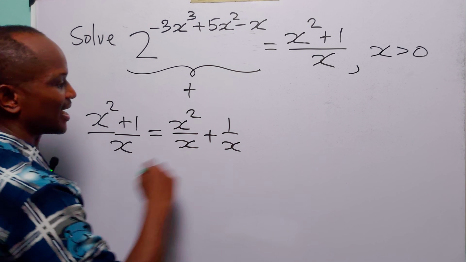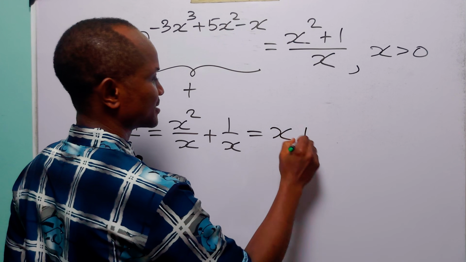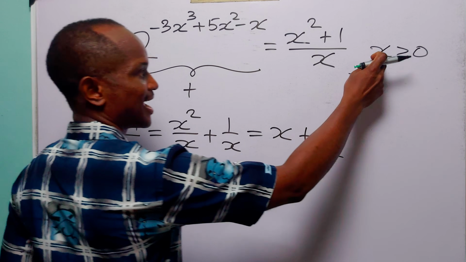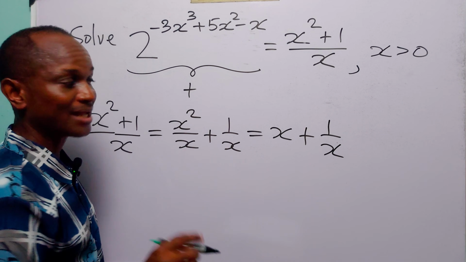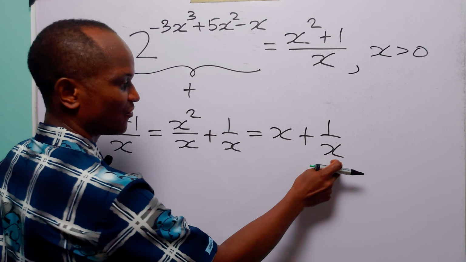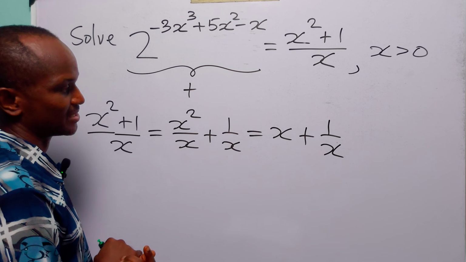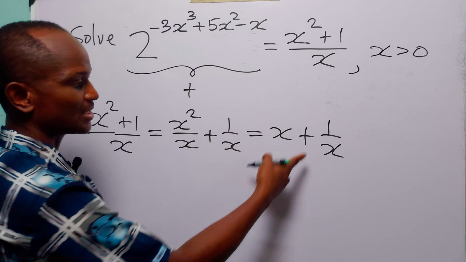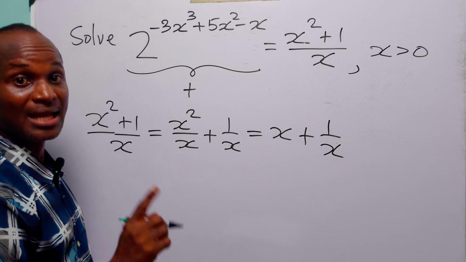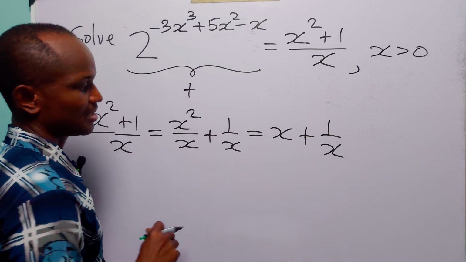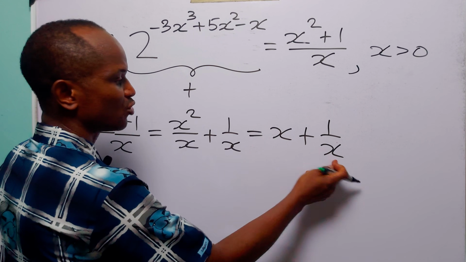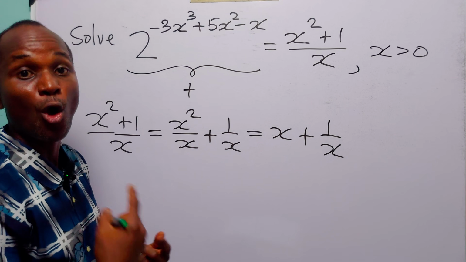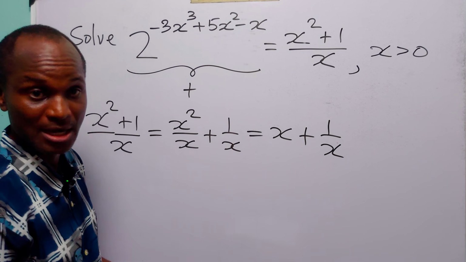Now, x squared over x is equal to x. And here we have 1 over x. Remember that x is positive. So that means that both x and 1 over x are positive numbers. Now let us apply the arithmetic mean, geometric mean inequality to this function. This inequality tells us that the arithmetic mean of these two numbers, that is x and 1 over x, must be greater than or equal to their geometric mean.